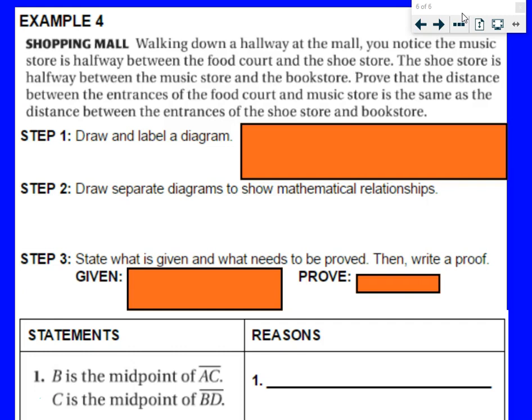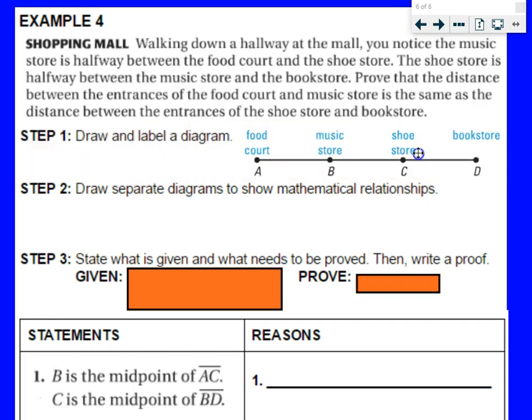All right, so first off, we need to draw and label a diagram. We need to make sense of the situation. So if you look here, we have the music store is halfway between the food court and the shoe store. So that would be congruent segments because it's halfway. And then we have the shoe store is halfway between the music store and the bookstore. So these two segments would be congruent there.